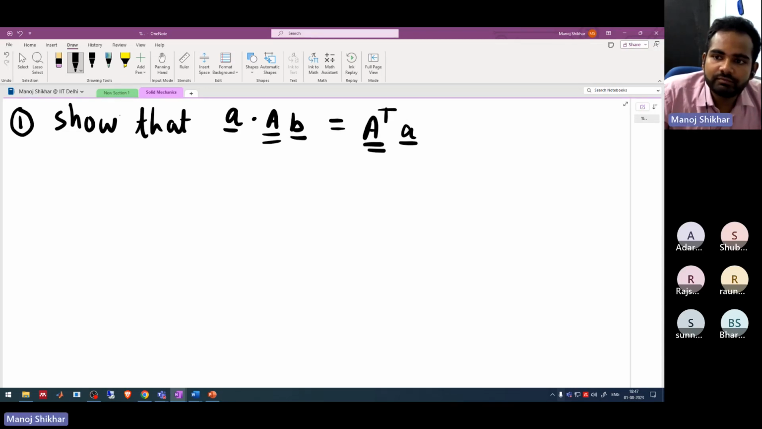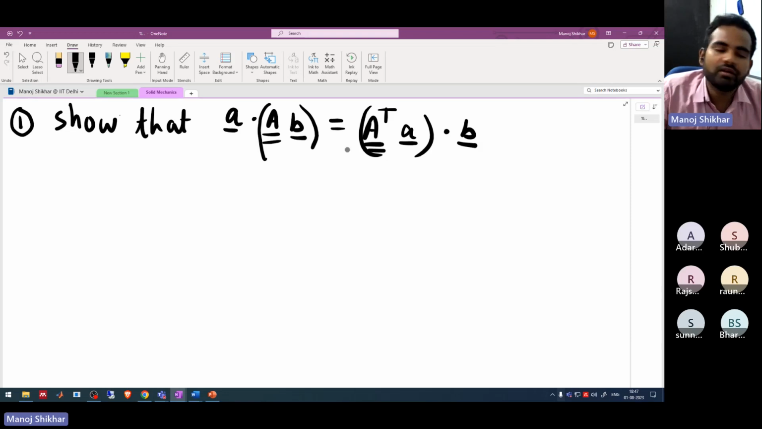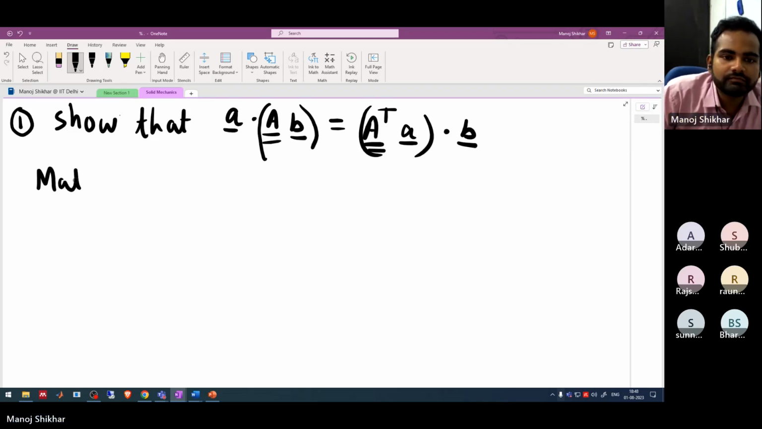The reason I'm proving this is because in this course later on, you will see this transformation a lot. So that's why I'm showing it to you here, so that in future when sir uses this directly, you know why it happened. So I will show you first using the matrix method. Then I will show you using the index method.